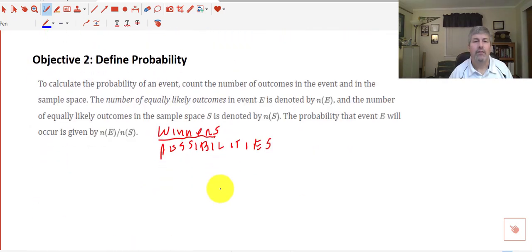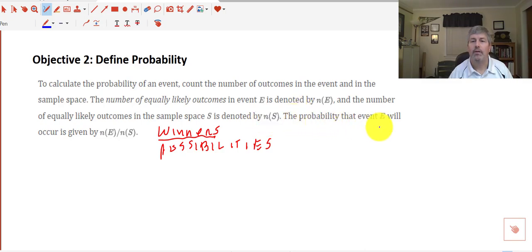Our second objective is to define probability and calculate the probability of an event, counting the number of outcomes in the event and in the sample space. Then the number of equally likely outcomes in an event E is denoted by n of E, or n parentheses E. And the number of equally likely outcomes in the sample space, S, is denoted by n of S. So outcomes in an event, n of E, and our sample space, or the total, is n of S.